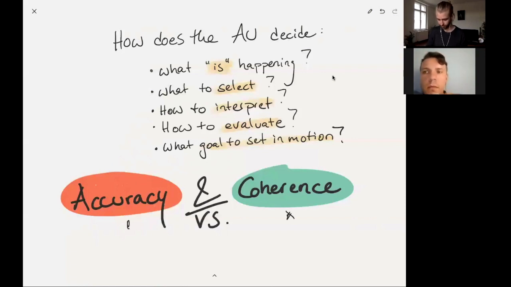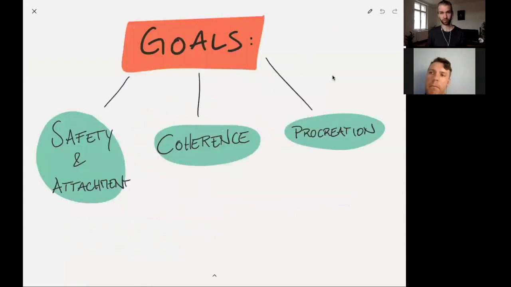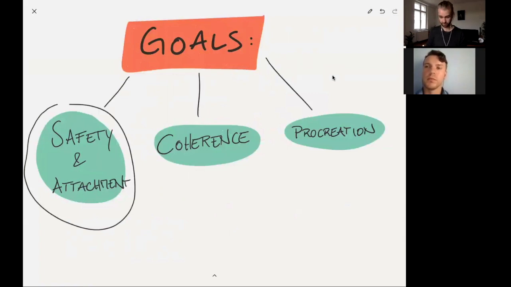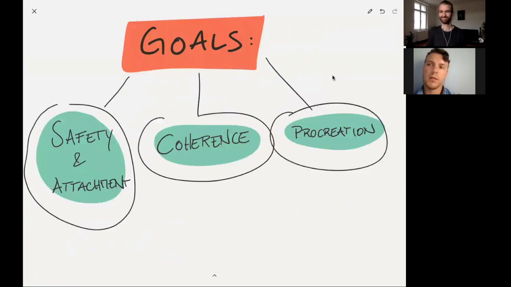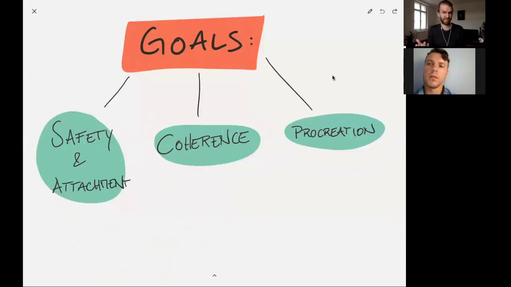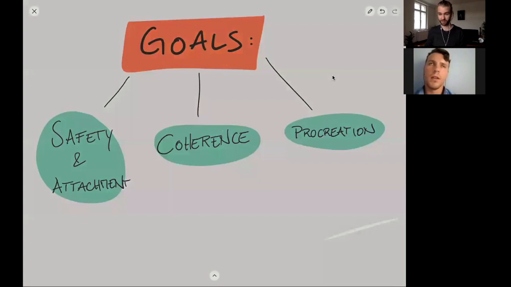And these can work in concert, like it can be accurate and coherent at once, and these can be at odds with each other. And the basic goals of the adaptive unconscious are to make sure we're safe and we have attachment or relationships, to make sure we're coherent and that we procreate. Basically, he doesn't name these as explicitly, but all the examples he uses come to these three points. So I think this would be a nomological way to try to answer these questions.